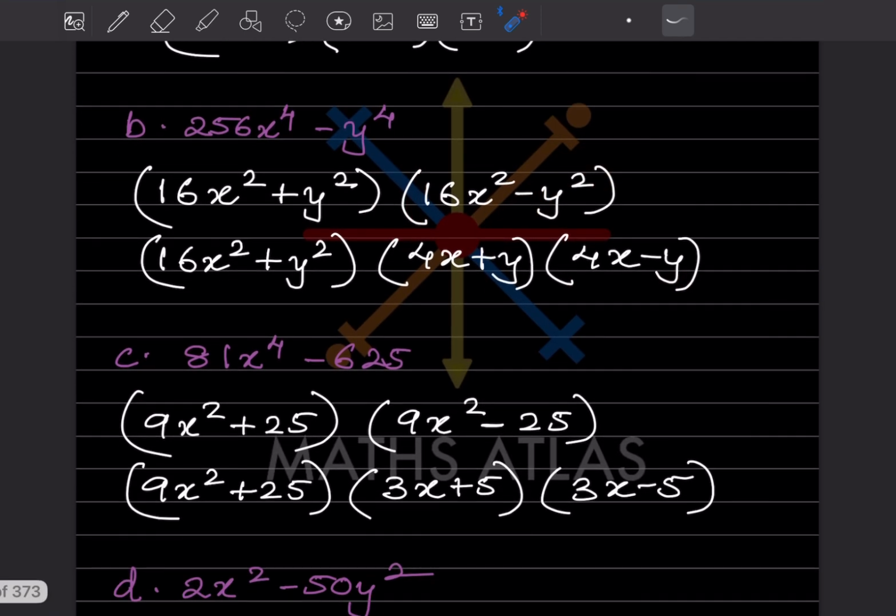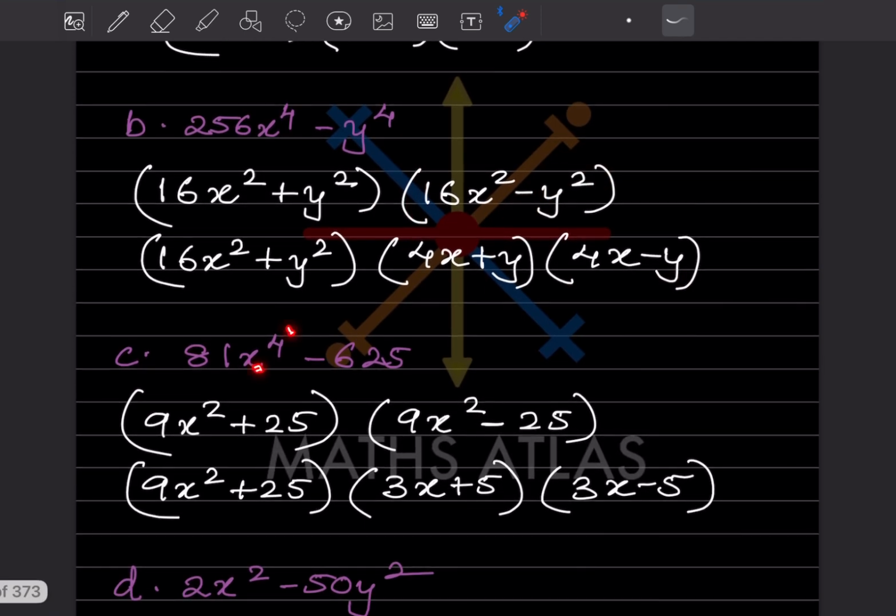Here again, this is x raised to 4. So this is going to be 9x square, and this is going to be 25 into 25. So this is going to be 25. So that will be 9x square. This will be a plus b, and this will be a minus b. So 9x square plus 25 and 9x square minus 25. This is going to be the same. Again, this can be further simplified.